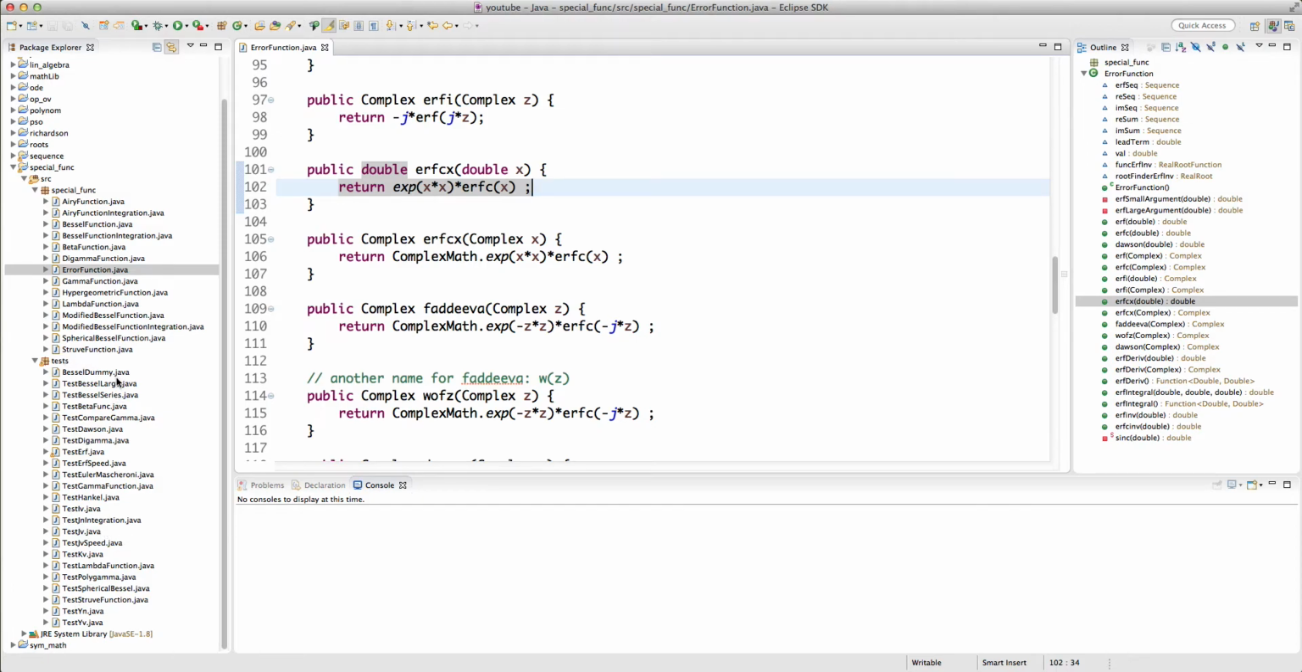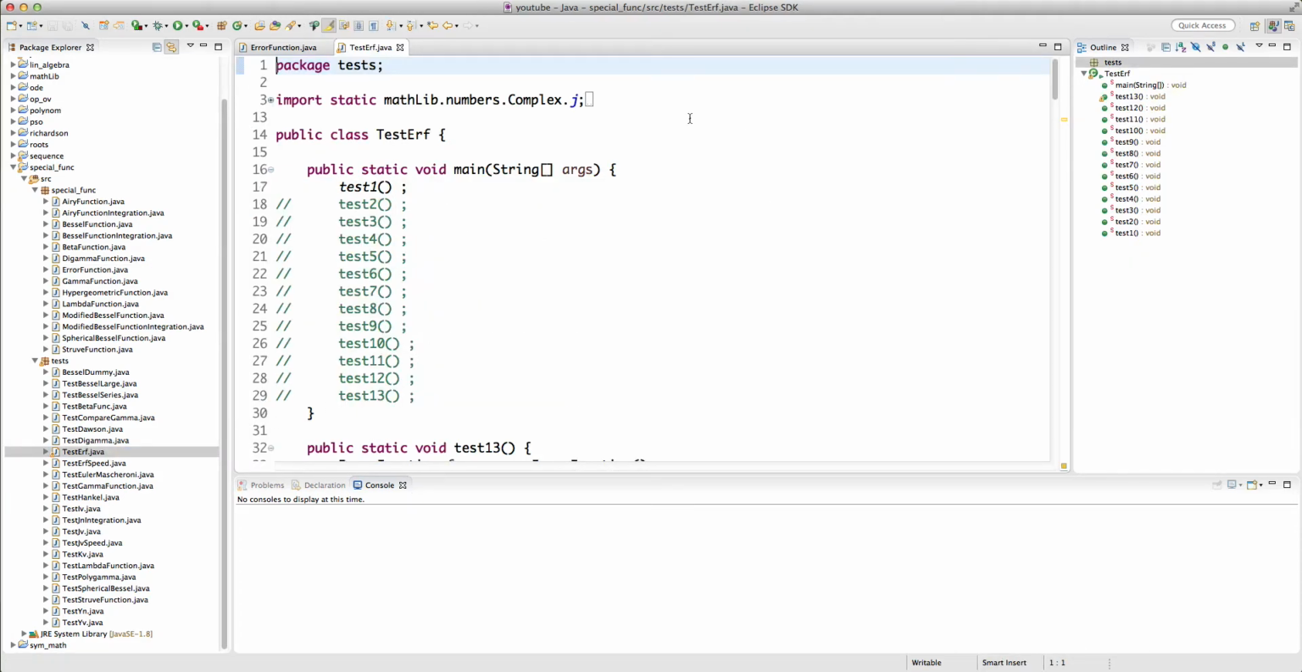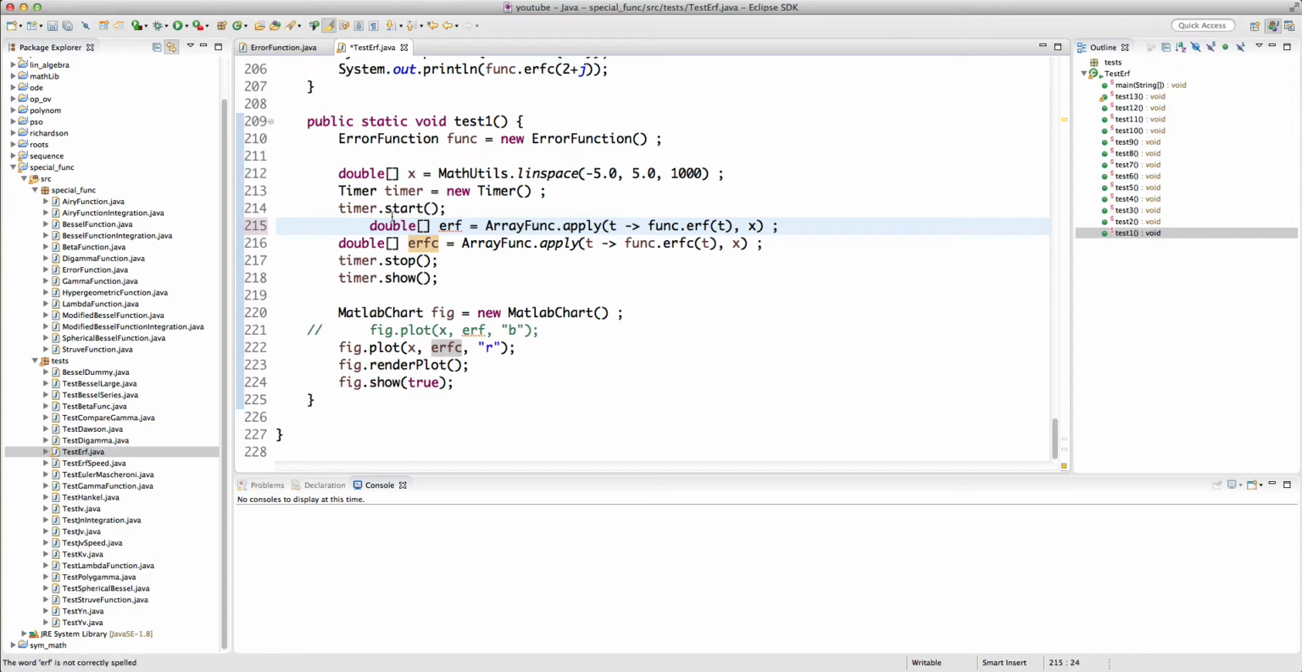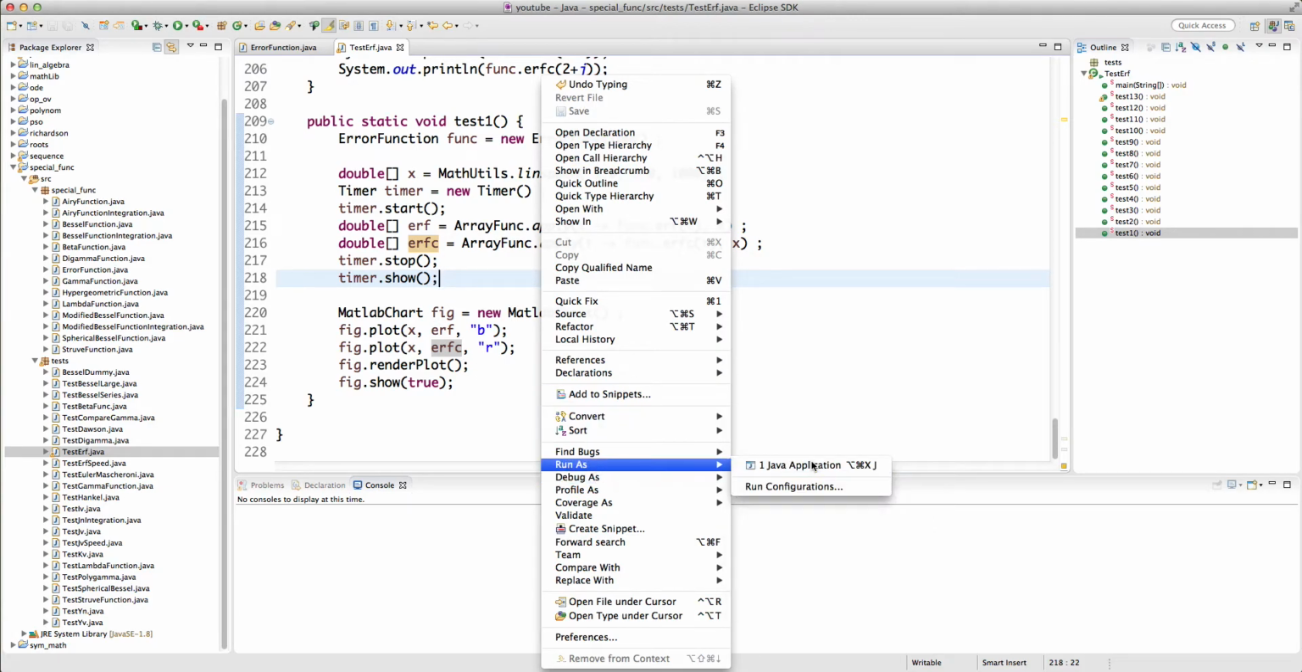But going back to our test class, I have this test error function. I've written many tests, so let's look at test 1. So in test 1, I just create my error function class. Calculate my x values using the linear space, and then create the timer and calculate the error function or the complementary error function, and then plot them. So let me just uncomment error function, also uncomment this one, and I'm going to plot both the error function with blue color and the complementary error function. All right, so let's hit run.